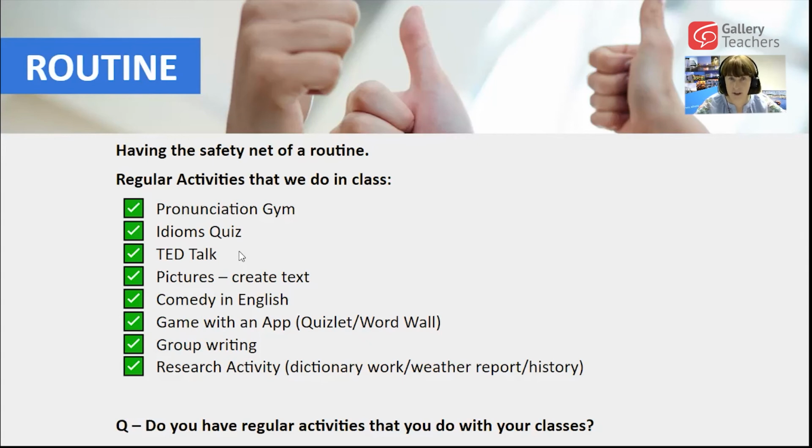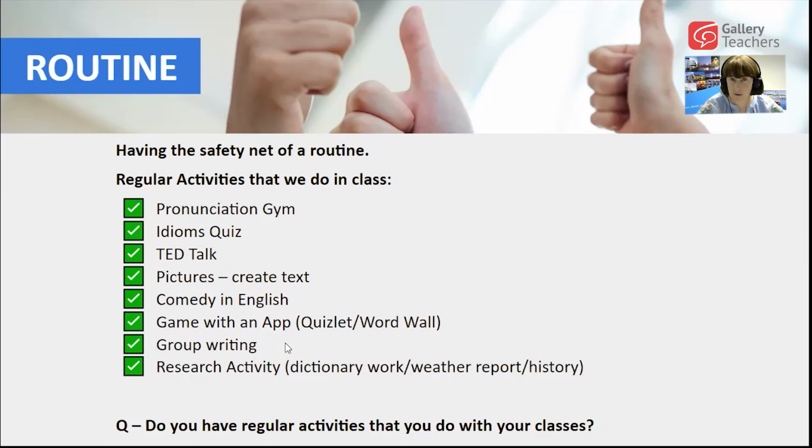TED Talks are a regular feature, and they know the style of these talks in my class, what they'll be asked to do before they watch, while they watch, and after they watch. We regularly use pictures to create text. They're also familiar with this activity. We've been doing a lot of comedy in English, and they like this very much, particularly the higher levels. We use apps. I have about 3 or 4 apps that we would regularly use that they're comfortable with. And again, when we have a new vocabulary or particular language, they're familiar with how this will be used when they open up the apps.